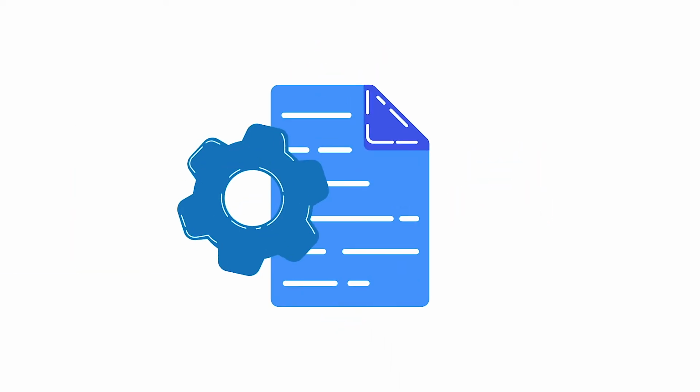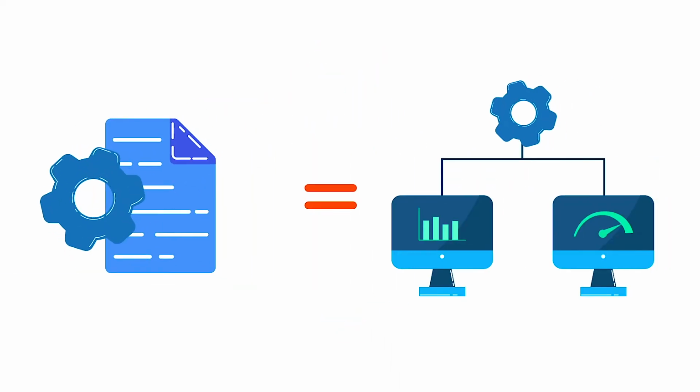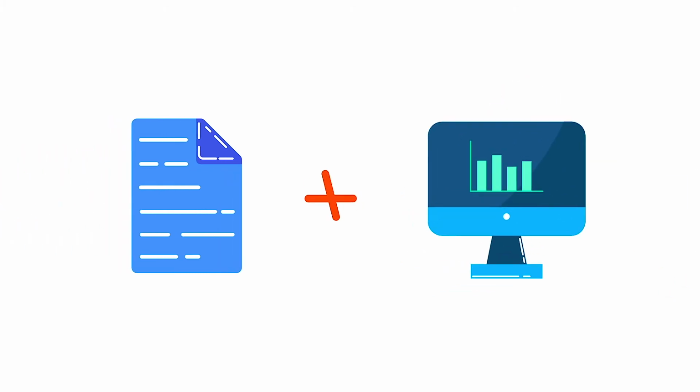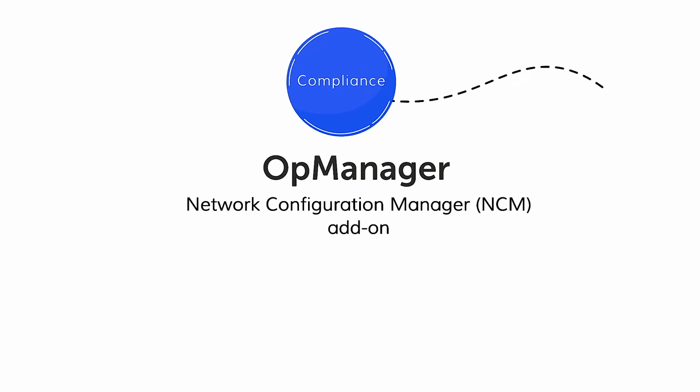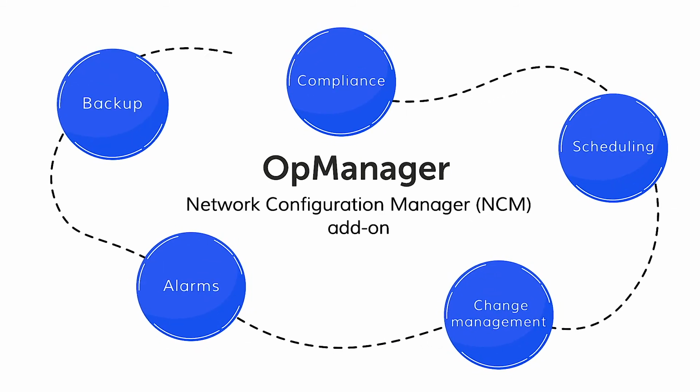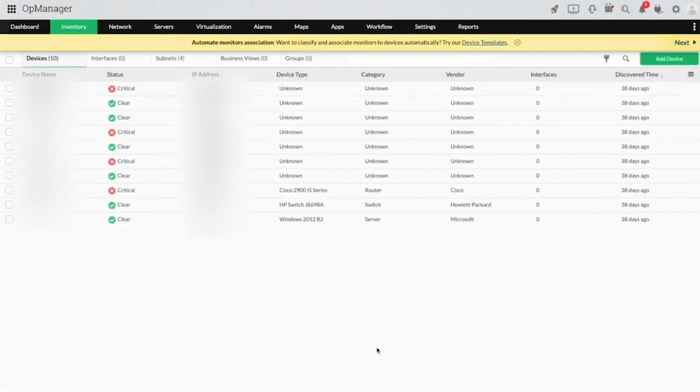Since configuration management is as important as network performance monitoring, we bring the best of both in a single console. By using NCM as an add-on to OpManager, you can manage the entire lifecycle of your configurations. To start monitoring your configurations, all you have to do is enable the NCM add-on. No separate installation required. First, add the devices to be monitored in OpManager.